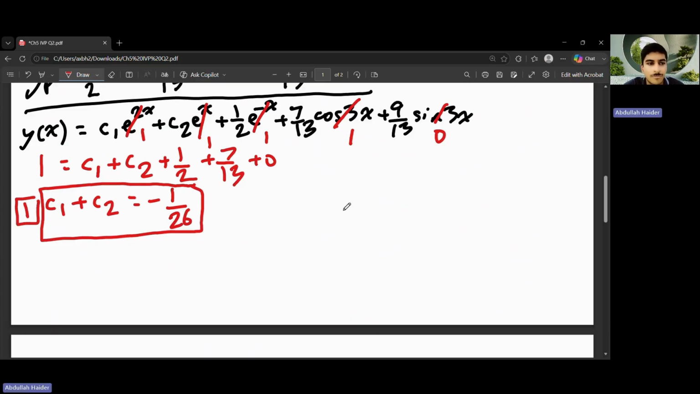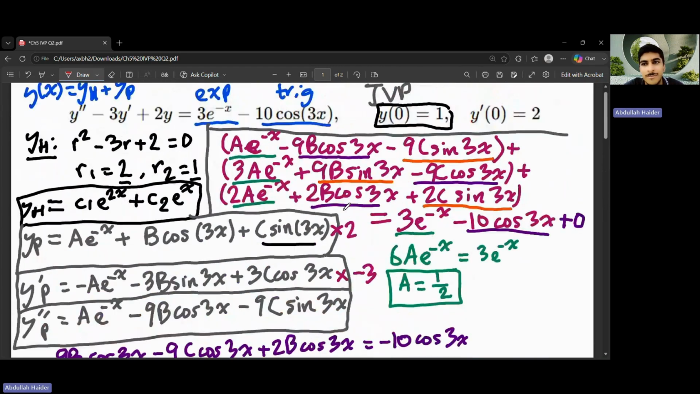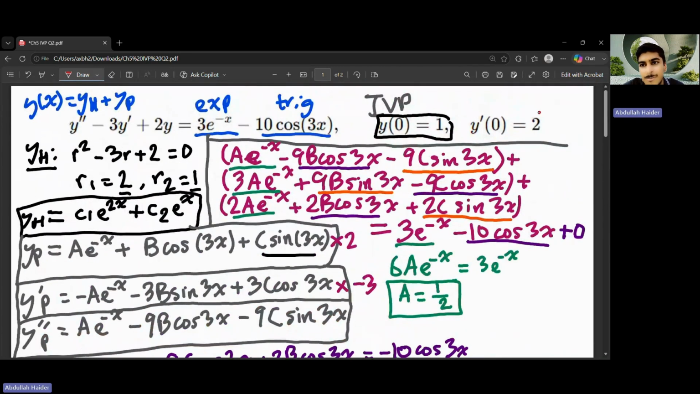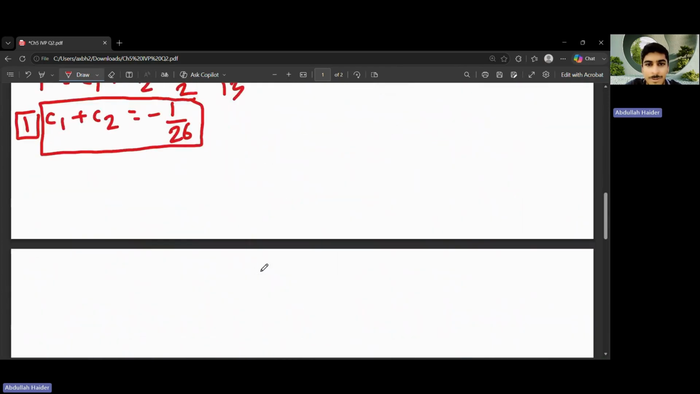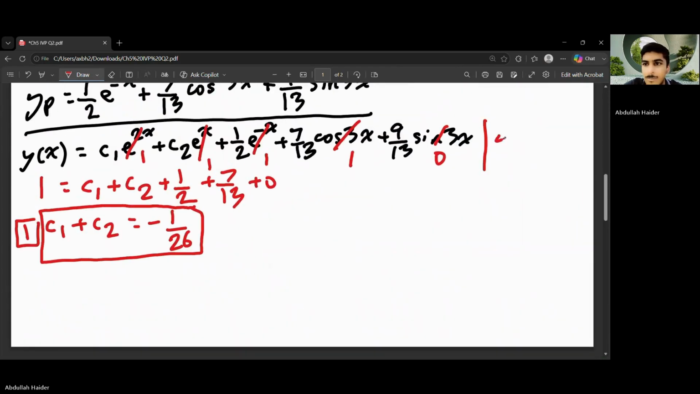And now, if you want to find C1 and C2, you need to take the derivative of your y of x and then apply this initial condition, y prime 0 is equal to 6 to 2.